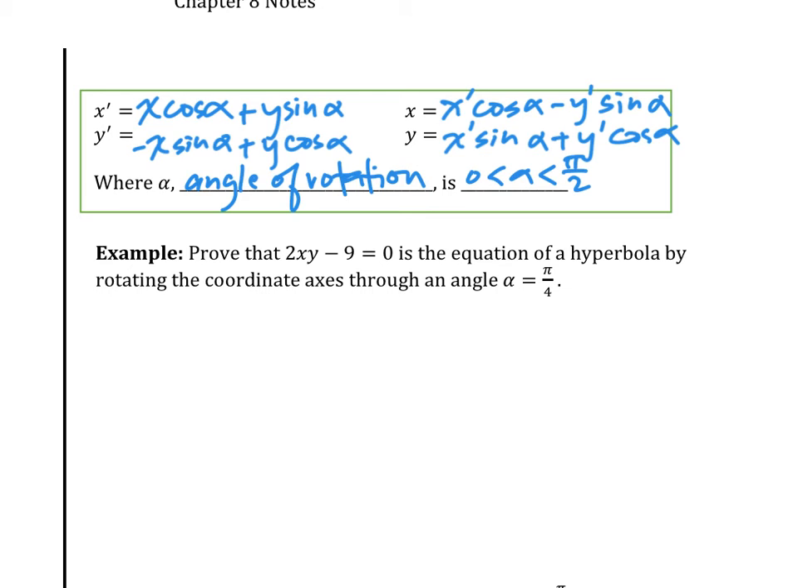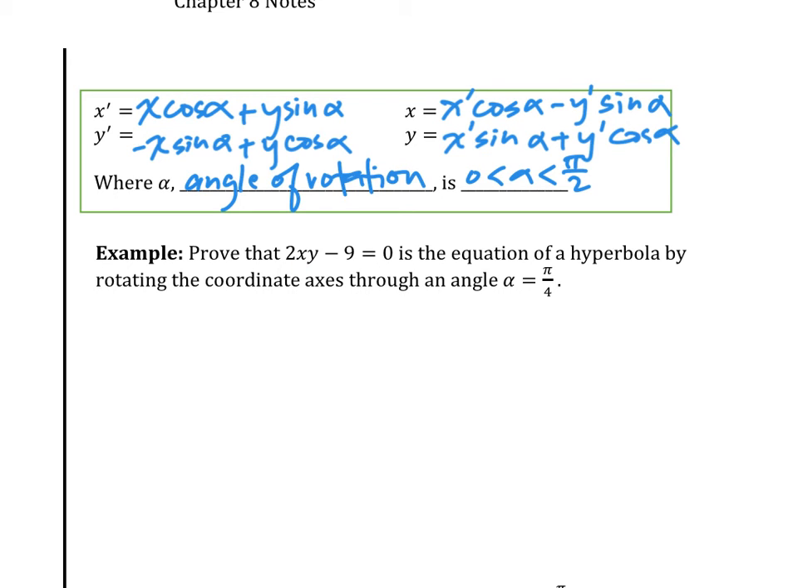Okay, so there is a rotating factor here. We need to prove that this is a hyperbola, and that the angle it's rotated through is pi over 4. So what we want to do is rotate it so that we're now in the x prime, y prime axis. These new axes depend on these formulas, and so what we're going to do is use the formulas so that we can substitute.